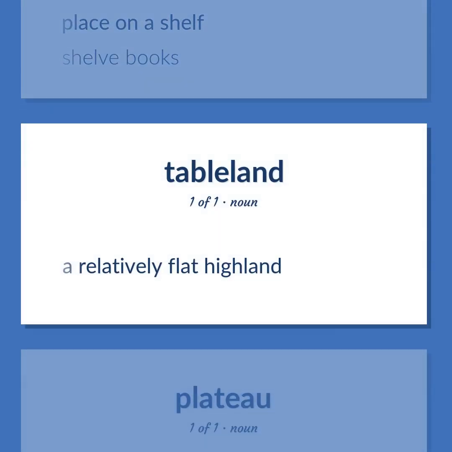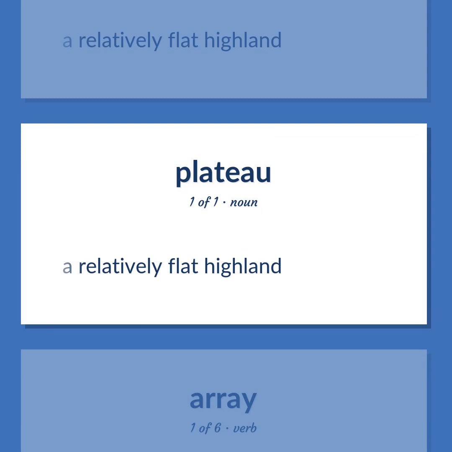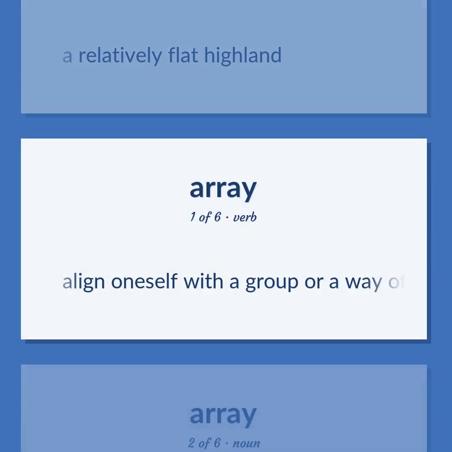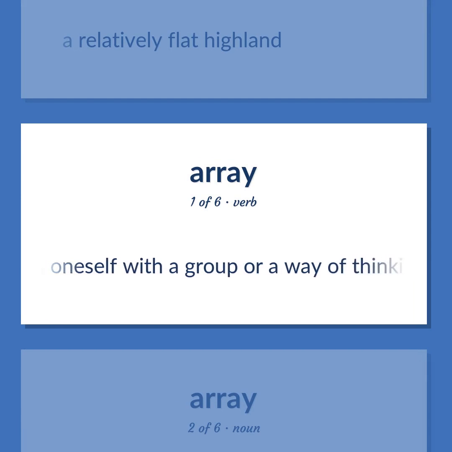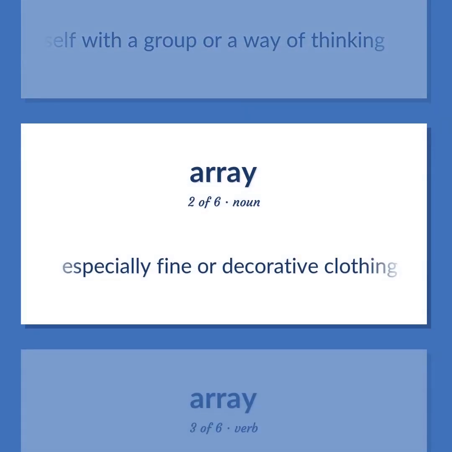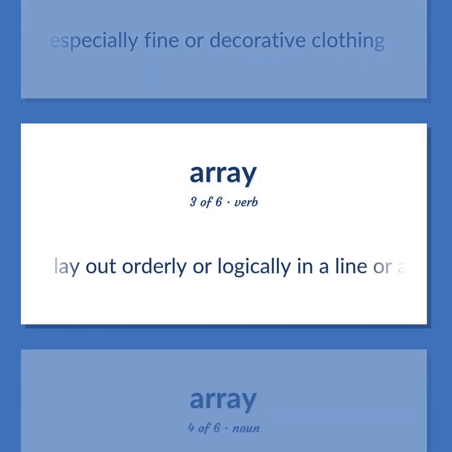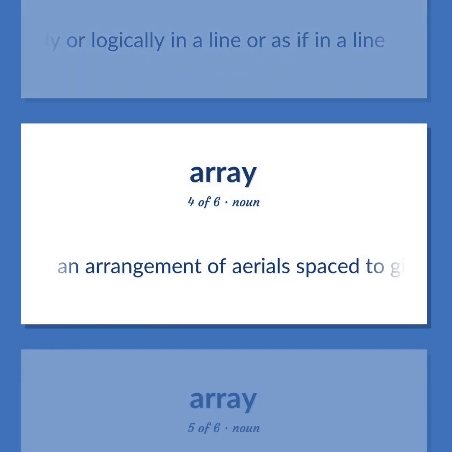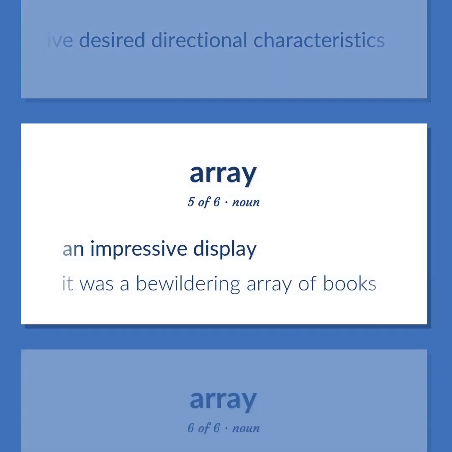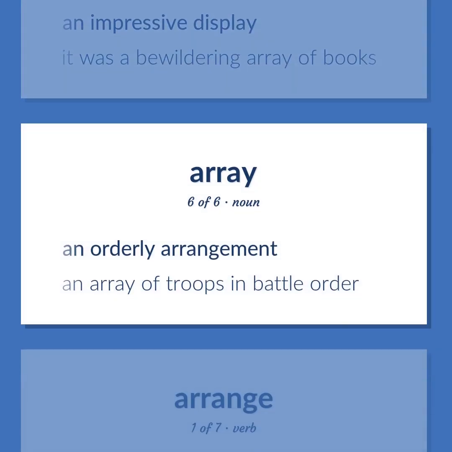A relatively flat highland. Align oneself with a group or a way of thinking. Especially fine or decorative clothing. Lay out orderly or logically in a line or as if in a line. An arrangement of aerials spaced to give desired directional characteristics. An impressive display. It was a bewildering array of books. An orderly arrangement. An array of troops in battle order.